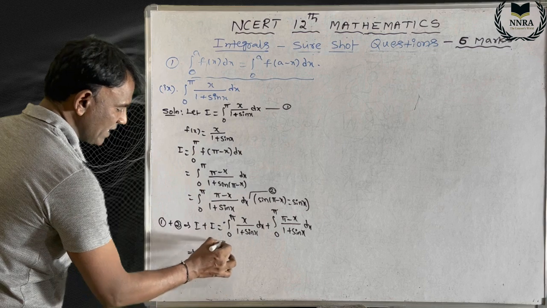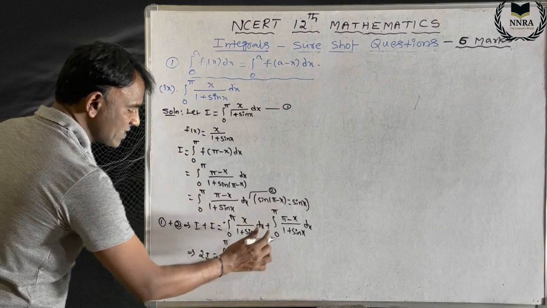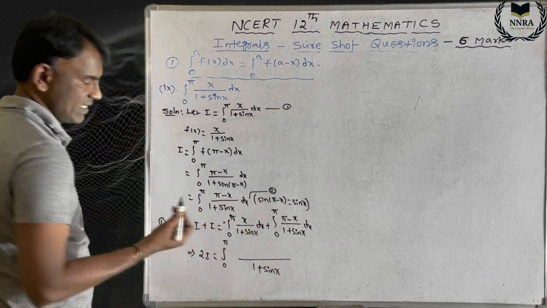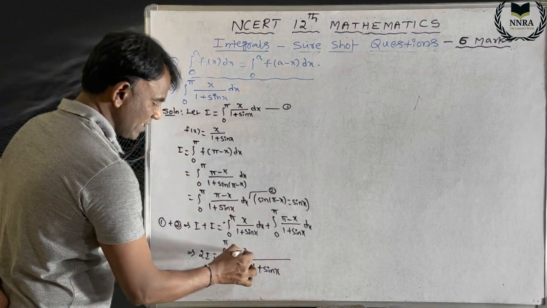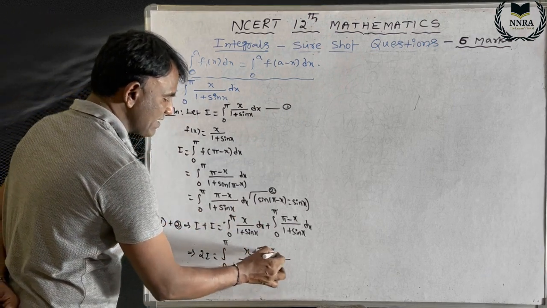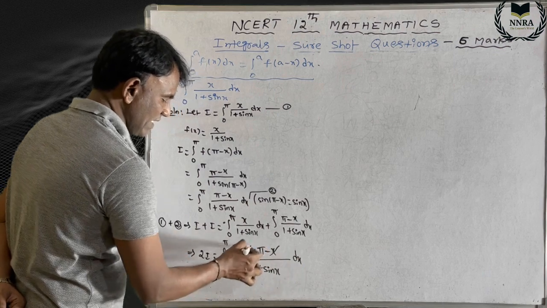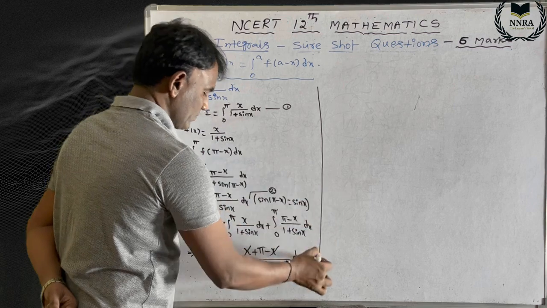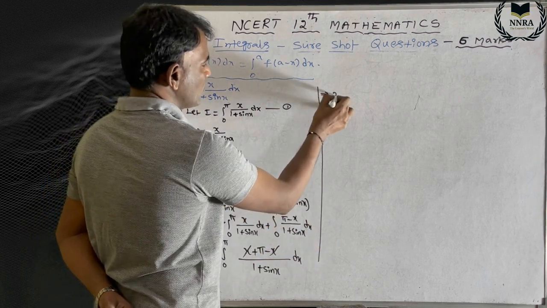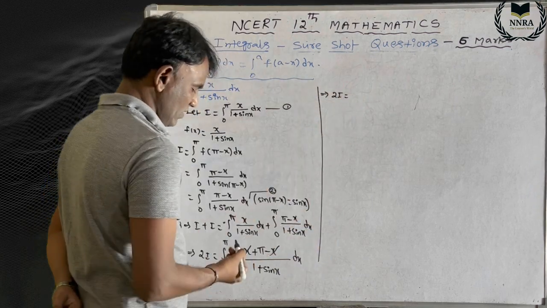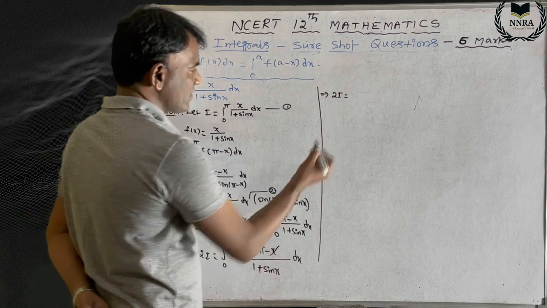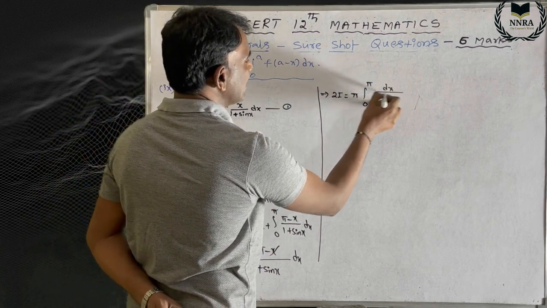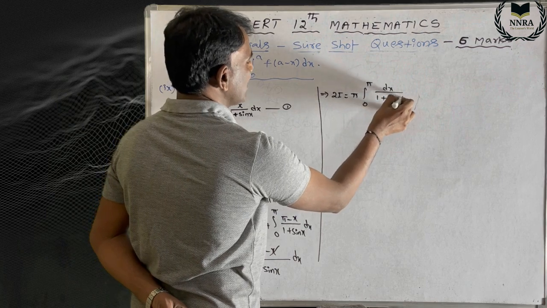Then 0 to pi. Now see, both the denominator values are the same, that is called LCM, right? So it is 1 plus sin x. And coming to the numerator, this is x, that is pi minus x, then dx. Now x is cancelled. And what's the remaining value here? So that implies 2I equals, do one thing, pi is constant, right? Outside, then integral 0 to pi dx by 1 plus sin x.